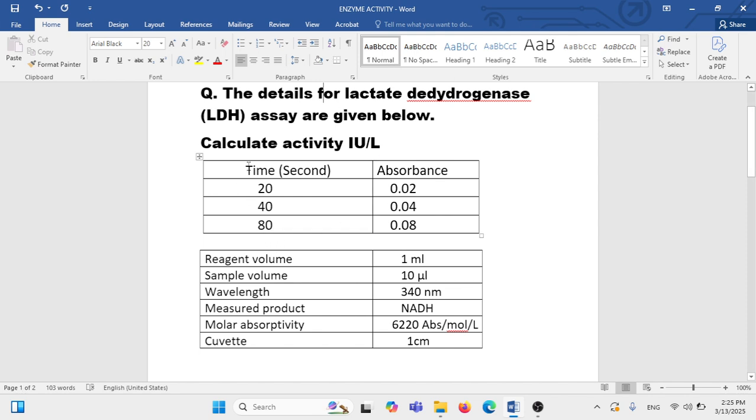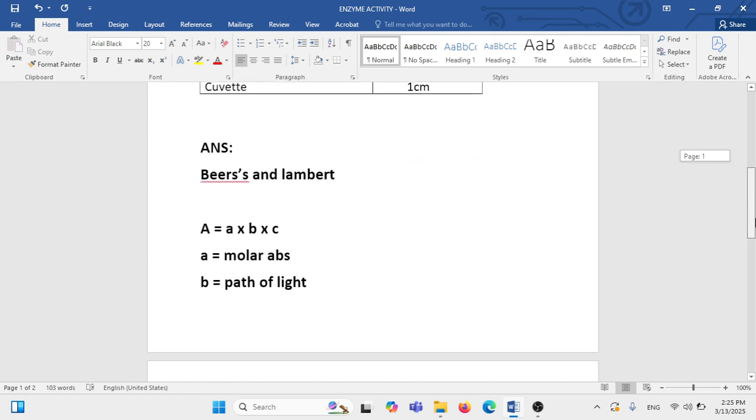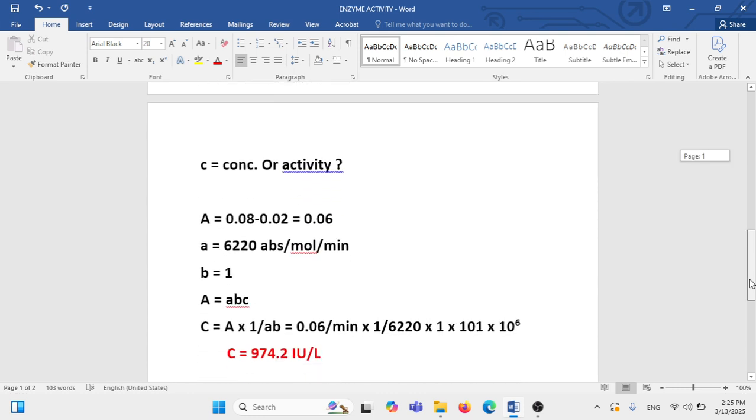From the values in this table, we calculated the change in absorbance, we calculated the dilution factor from the reagent volume and sample volume, and we converted the molar absorptivity from absorbance per mole to per micromole by multiplying by 10 to the power 6. And we put these in the formula A equals ABC.